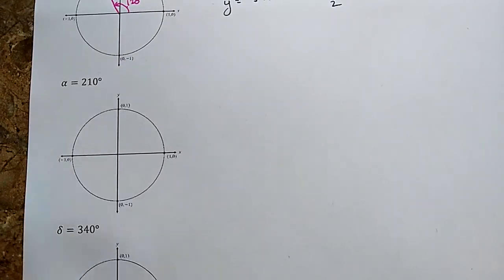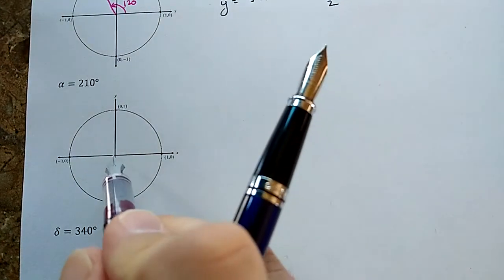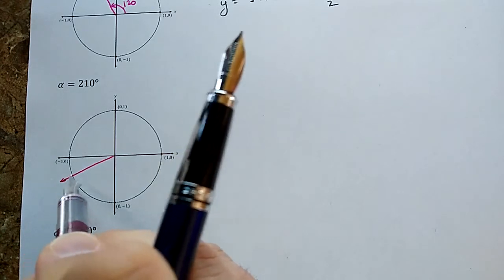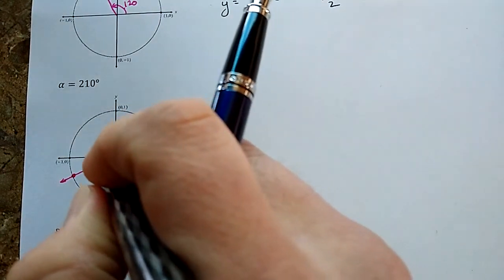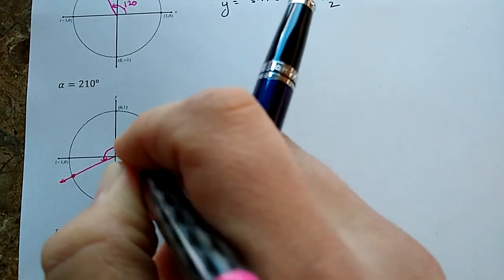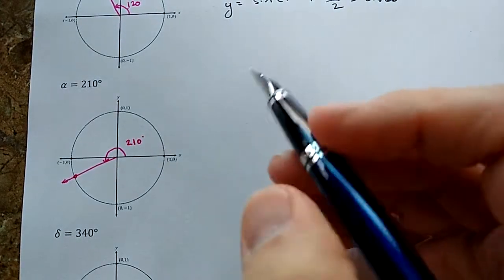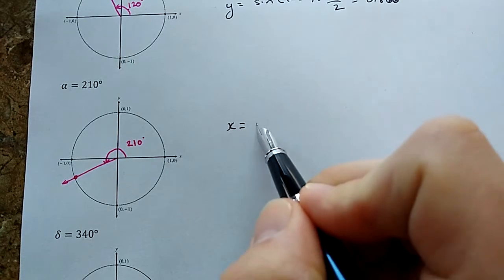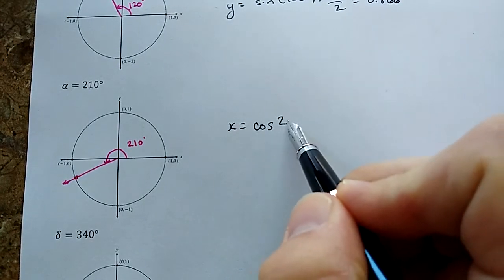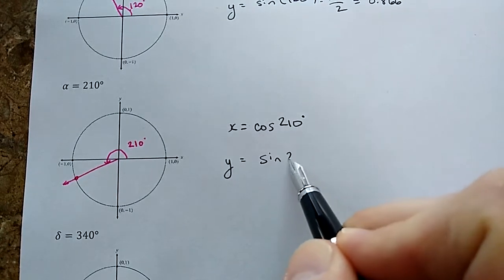210 degrees, this is an alpha. 210 is a little bit past 180. 180 would be here. So we're finding that point using sine and cosine. Once again, x is going to be the cosine of that angle, and y is going to be the sine of that angle.